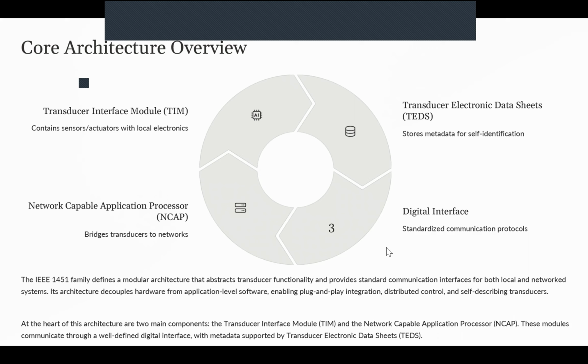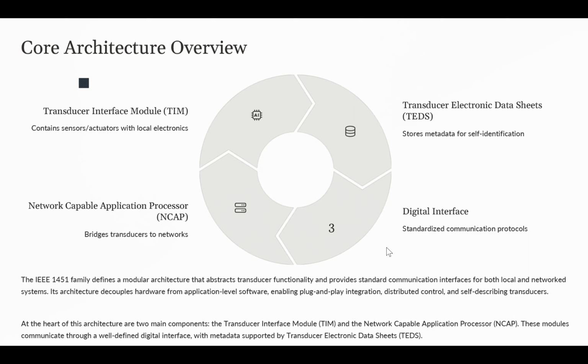The transducer interface module that we just introduced is basically local hardware. It could include one or more sensors or actuators with a signal conditioning circuit, and converters, analog-to-digital or digital-to-analog converters.